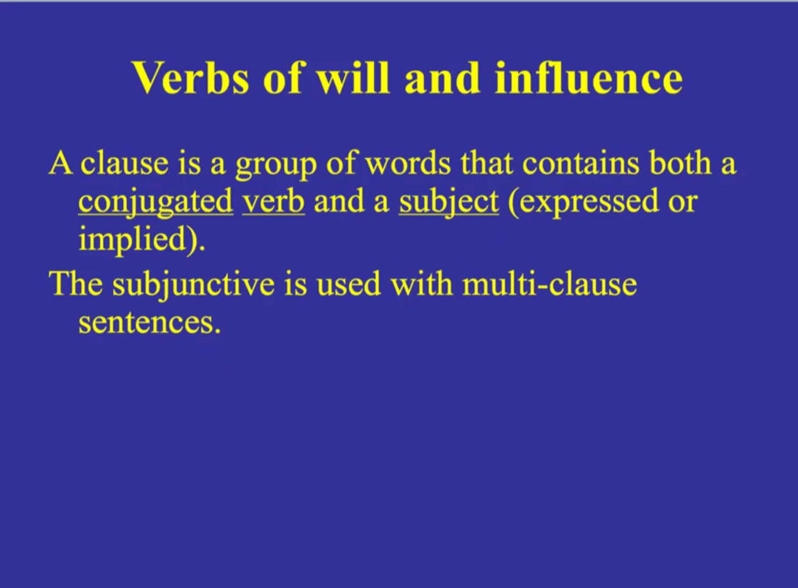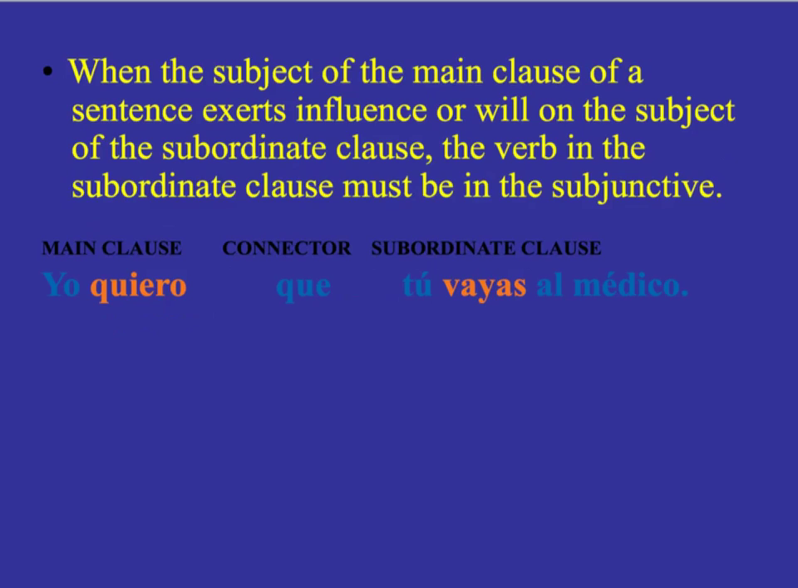Another way to use the subjunctive is with verbs of will and influence. So, we talk about clauses. There's going to be a clause at the front. There's going to be a que that separates your clause and a clause at the end. A clause is a group of words that contains both a conjugated verb and a subject, one that is either expressed or one that is implied. The subjunctive is only used with multi-clause sentences. When the subject of the main clause exerts will or influence on the subject of the subordinate clause, then the verb must be in the subjunctive.